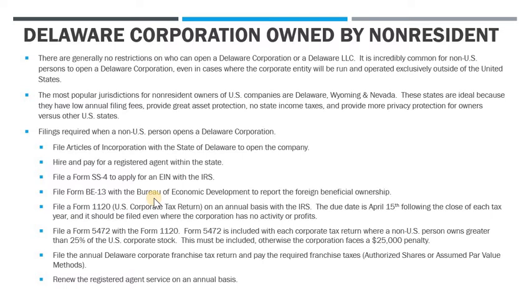The BE-13 is pretty straightforward. It's really just an exemption. But it's important to file it because if you miss it, you're subject to penalties. The BEA will send you notices saying they don't have record of you filing this, and they just keep chasing you until you do it. So you want to make sure you file this BE-13 form.